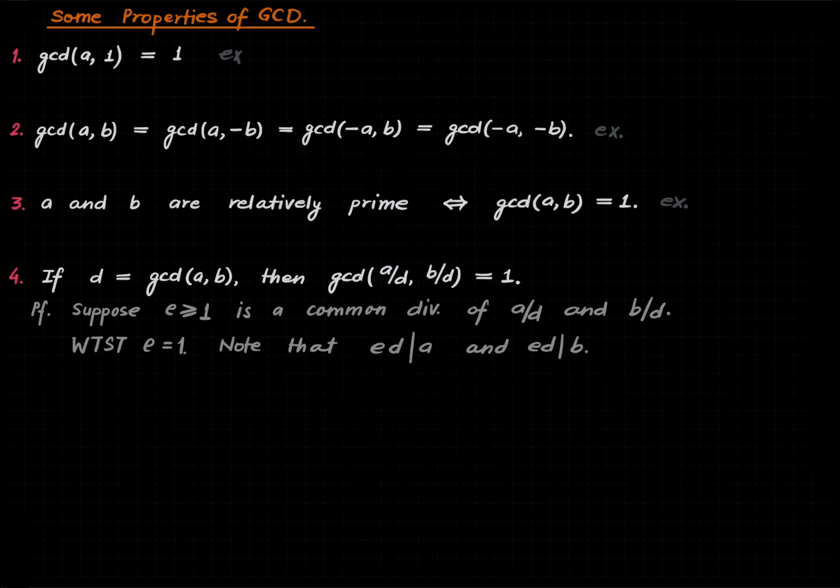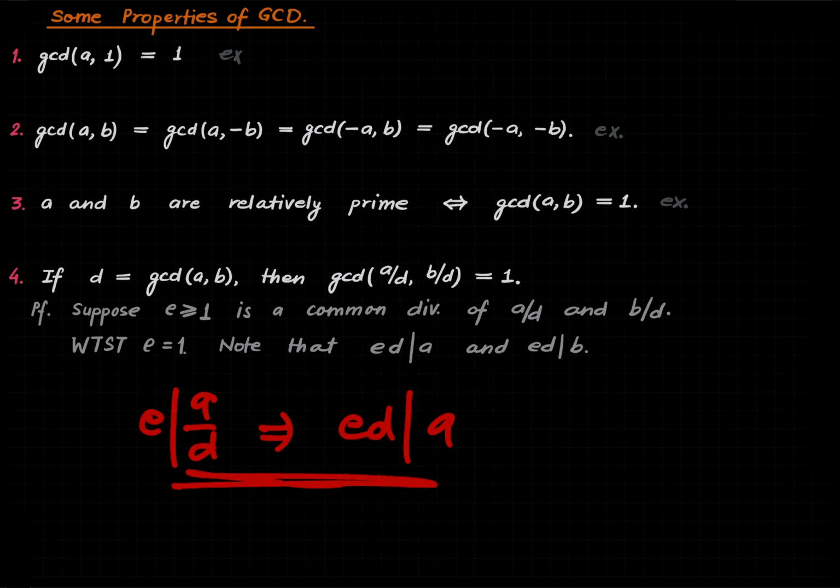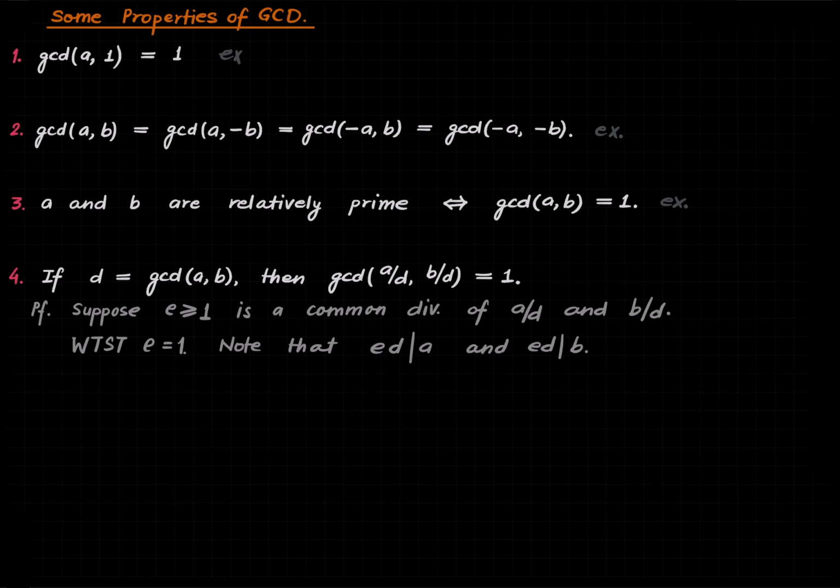E is a divisor of A by D, and hence ED is a divisor of A. E divides A by D implies ED divides A. Very simple statement. That's what we are using. And by the same token, ED divides B. So ED is a common divisor of A and B, and in fact it is a positive common divisor.